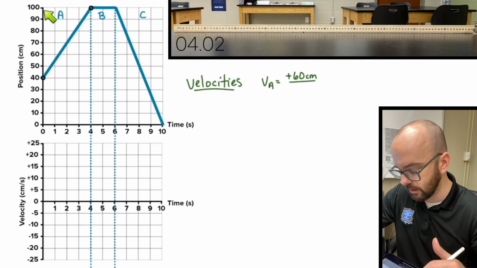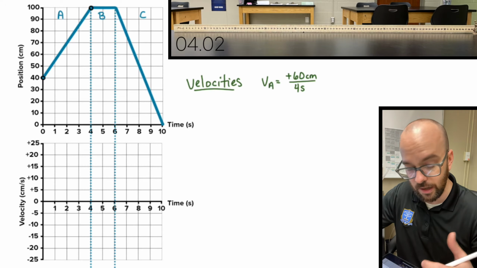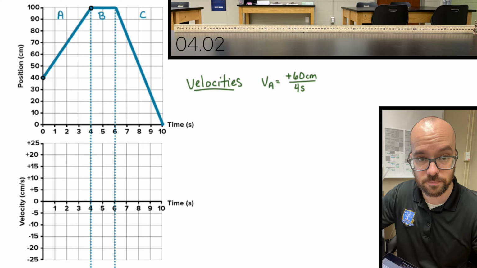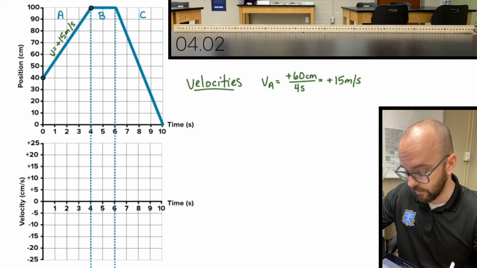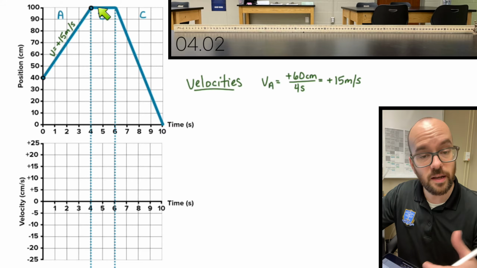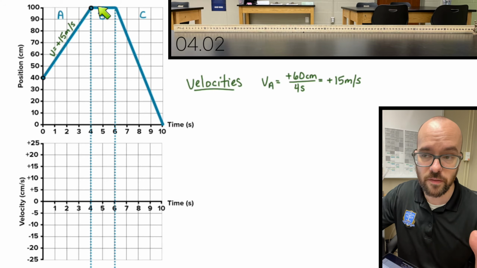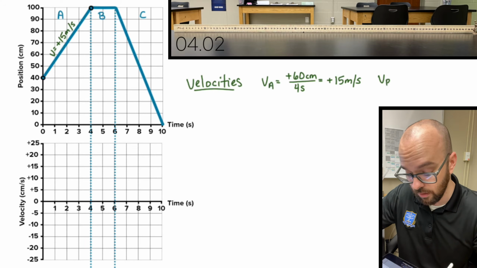And how long did it take to travel that far? Well, it went from 0 seconds all the way to 4 seconds. So I would divide by a change in time of 4 seconds, and I get positive 15 meters per second. The velocity in interval B is a little bit easier to calculate because it didn't move. And if something's not moving, that's a speed or a velocity of 0 meters per second.